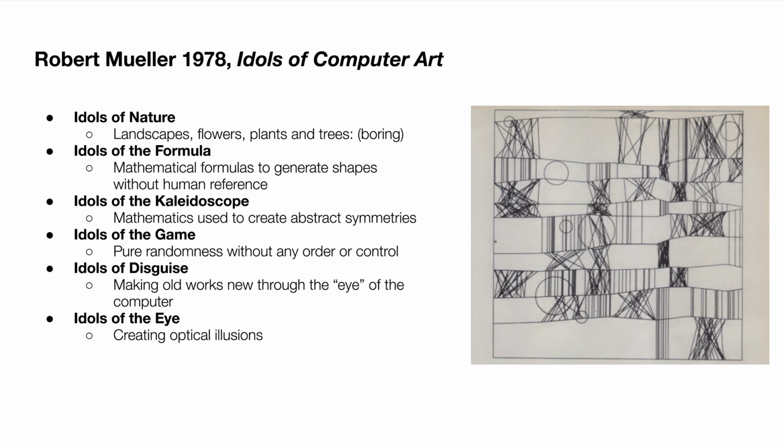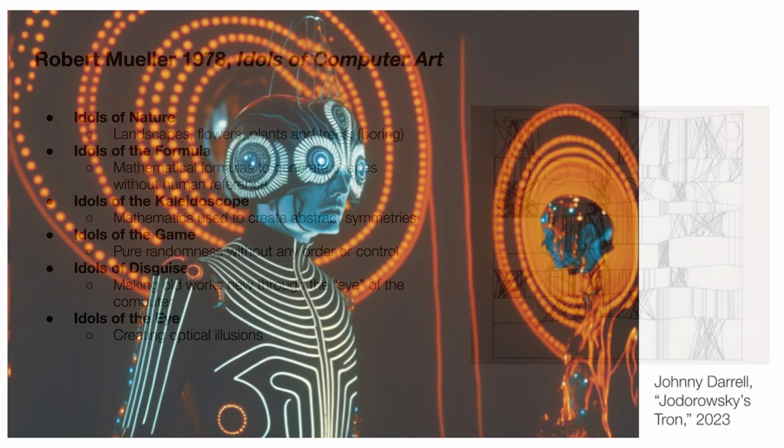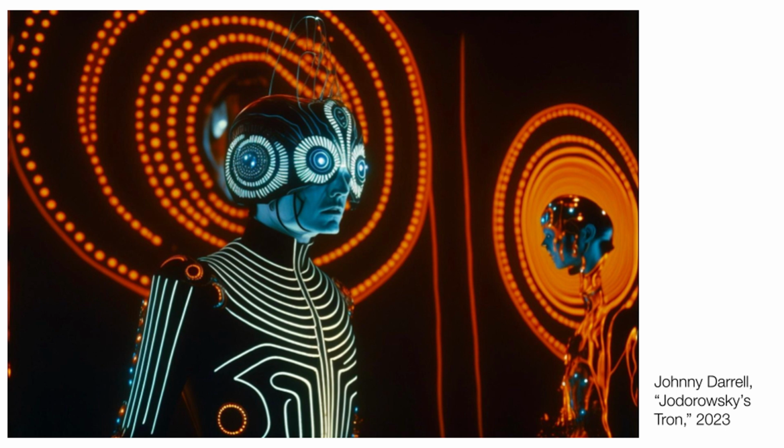His other concern are the idols of disguise. Taking old works and making them quote-unquote new through the eye of the computer. That is to say that a computer could create a version of another famous artwork. Here in the slide, you see a reinterpretation of Paul Klee being done by a computer. And here Mueller says, why are we doing this? Why do we need to create a computer-generated Mona Lisa? Why put our attention into recreating existing artworks as if the computer is going to transform them? Why not put our attention onto the generation and production of something new?